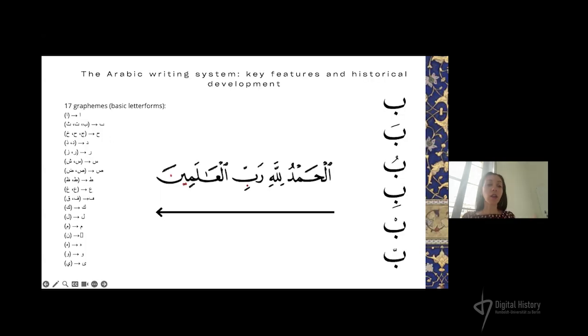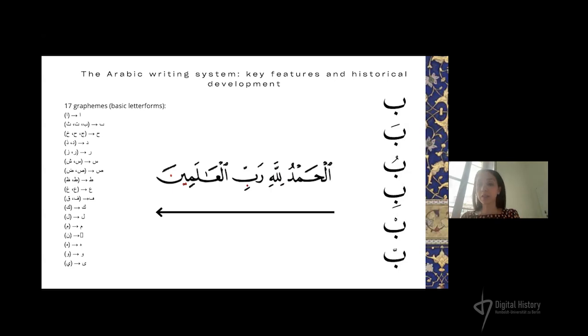So as you might know, first of all, we write Arabic from right to left, so very different from the Latin writing system. But also, Arabic is an abjad system, a writing system based on the indication of consonants in the script. So we have a consonantal skeleton that is the base of our script, composed of 17 basic letter forms, so graphemes.